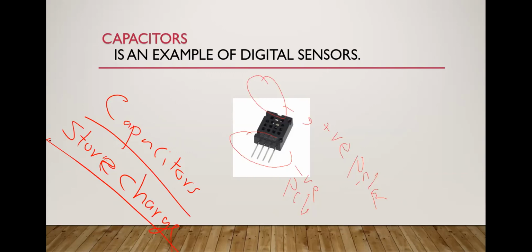So capacitors are an example of digital sensors, very small parts that create electricity and store charges inside a very small part. You don't need the very big batteries we use to store electricity. You can do this with a very small thing like digital sensors. The best example to explain the idea of digital sensors is the capacitor.